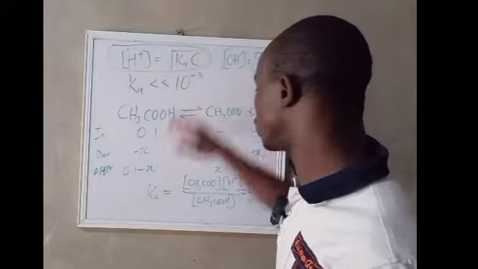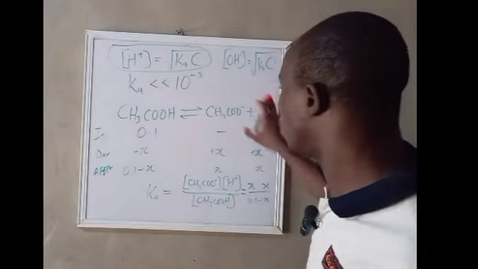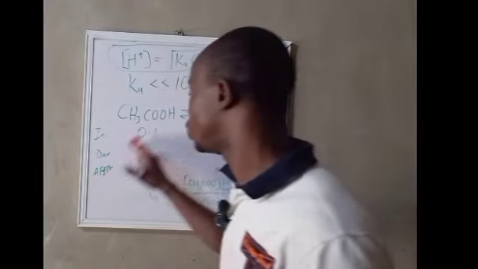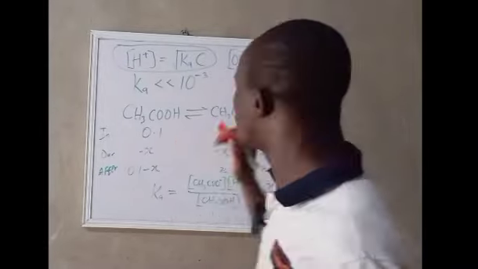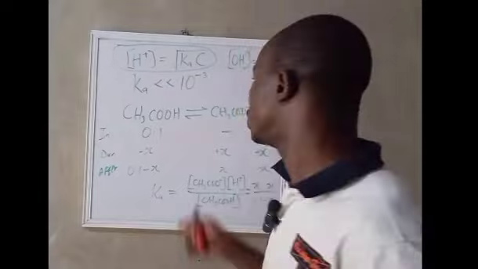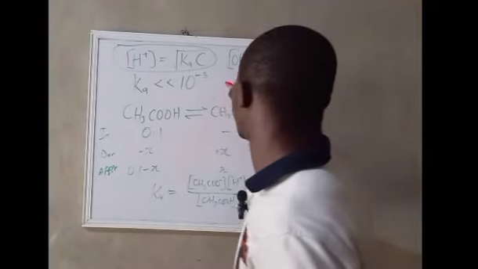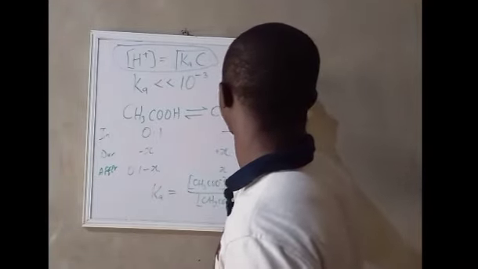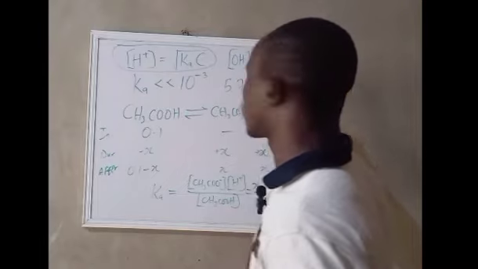You can simply use this without writing all of this stoichiometry analysis. So for example, let's say you have a weak acid whose Ka is, let's say, 5.78 times 10 raised to power minus 4.